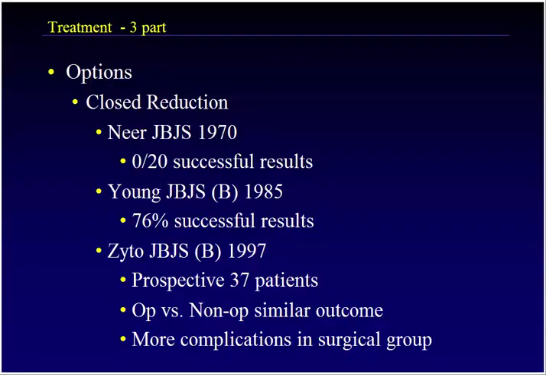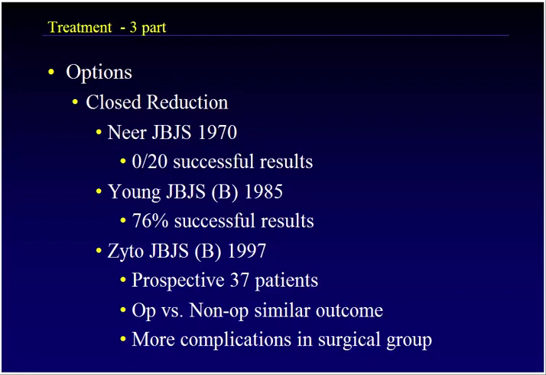Now, 3-part fractures, closed reduction has generally been historically associated with poor results, and Neer described no successful results with closed management of 3-part fractures. Young in the British JBJS 15 years later had 70% successful results. And then in 1997 in the British JBJS, Zuckerman looked at a prospective review of 37 patients and basically reported similar functional outcomes in patients treated operatively versus those treated non-operatively. So the point is that over the years, there has been a trend away from aggressive surgical treatment towards non-operative treatment of many patients with 3-part fractures.